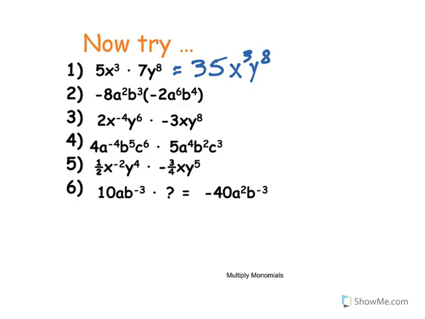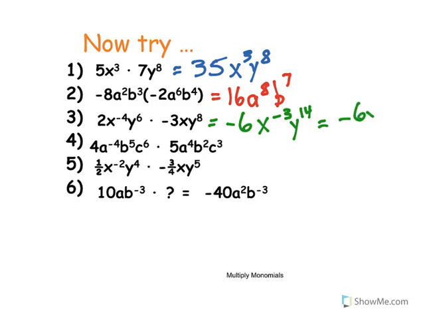For the next one, I'm going to multiply my coefficients. I'm going to add my powers of a. I'm going to add my powers of b. I'm going to multiply my coefficients. I'm going to add my powers of x. I'm going to add my powers of y. And if you want to go a little bit further, only the x to the negative 3rd would get dropped to the denominator and we make the power positive.